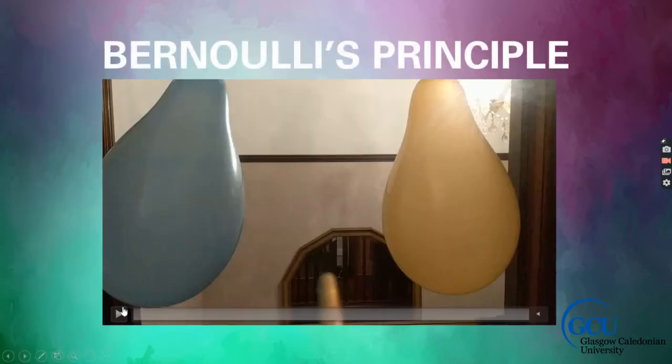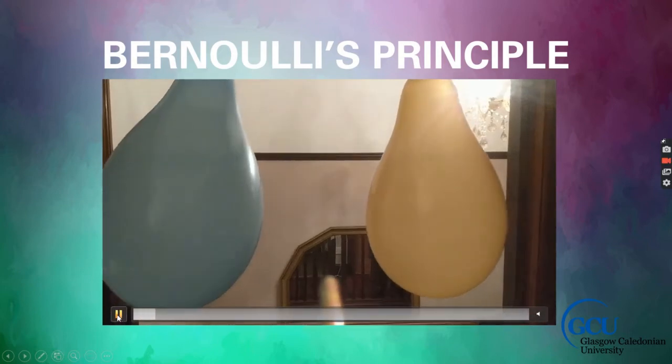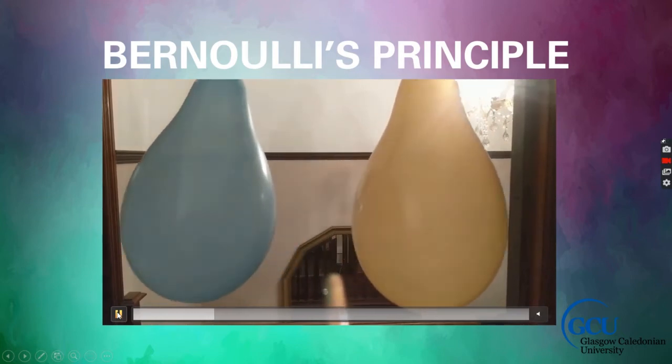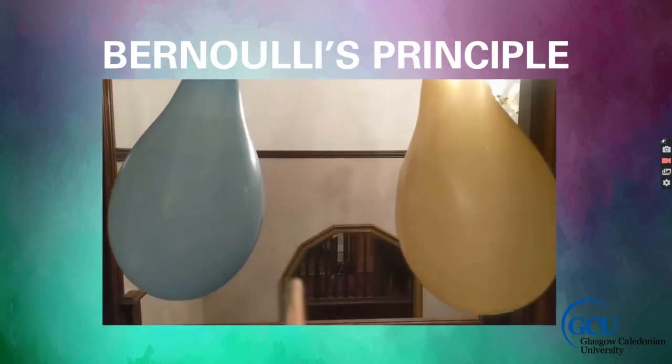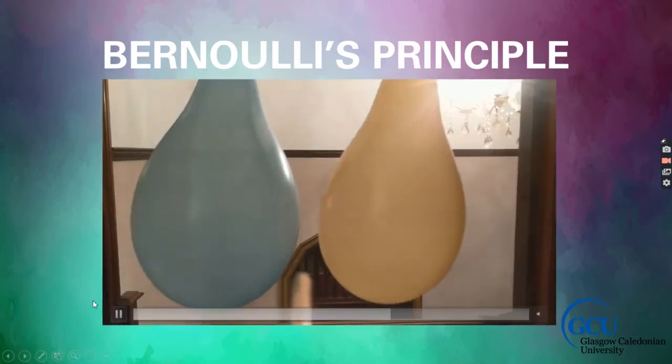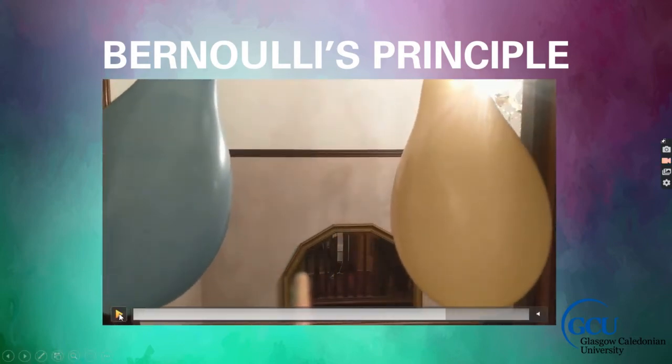This is just a video of me doing the experiment, and as you can see, when I blow through the straw, the balloons come together as explained. So every time I blow, that's when the balloons will come together.